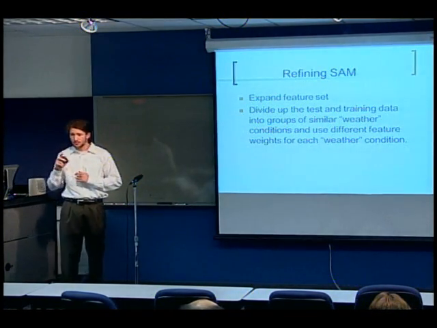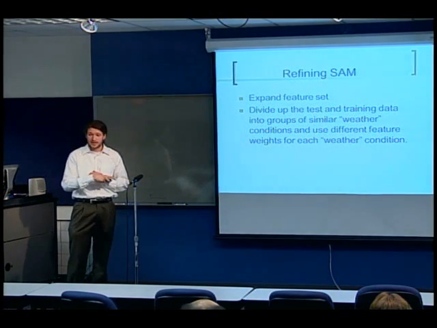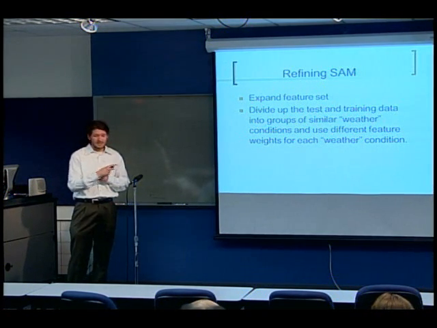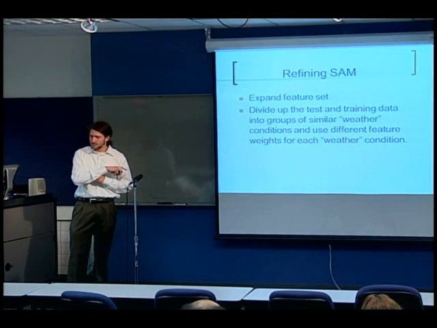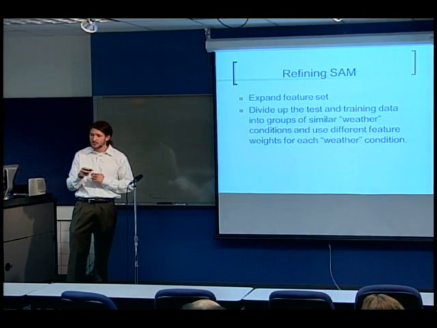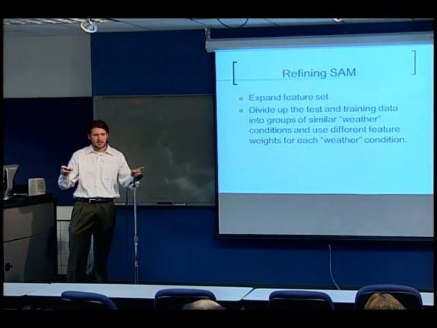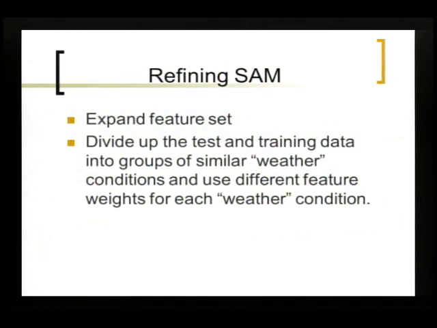So one obvious way to refine this would be to expand the feature set, and that's not very hard to do. Something slightly harder to do, but probably more beneficial than expanding the feature set at this point, is segmenting the data. I'm assuming the training data and the test data are in the same type of environment, but that might not actually be the case. So I could segment the training data into different weather areas, and the same way with the test data.